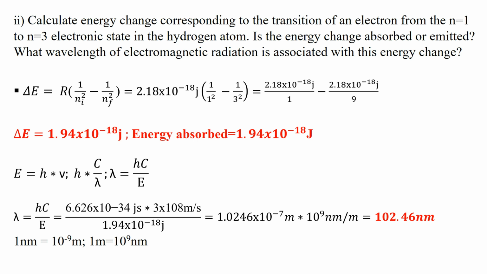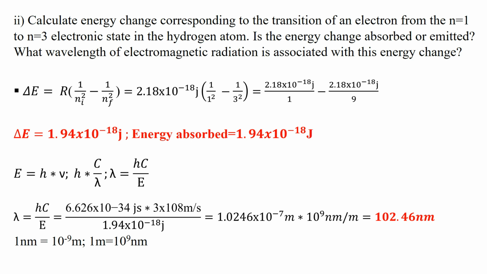After calculating the change in energy, we calculate the wavelength as the question is asking. The wavelength is equal to hc over the change in energy, which means the Planck constant times the speed of light divided by the change in energy that you have calculated. Then we got the final answer, which is equal to 102.46 nanometer. Let's go to sub-question 3.